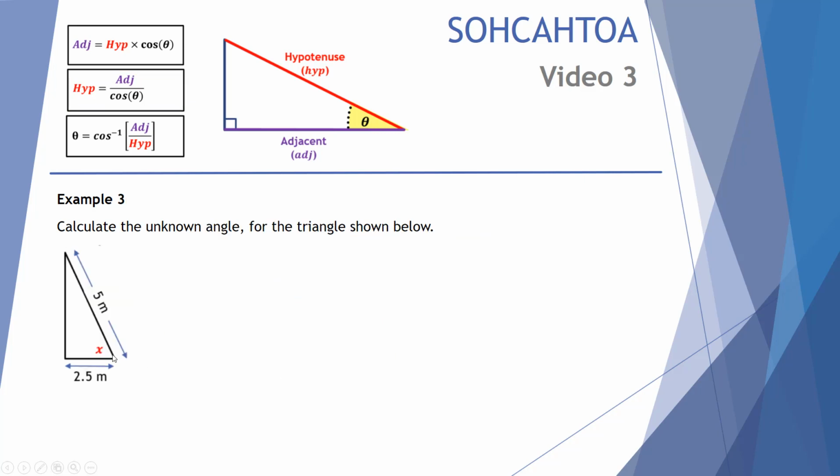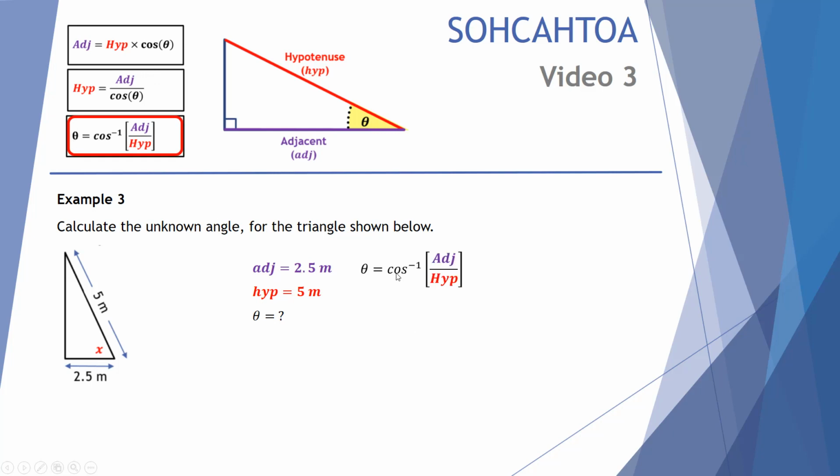Our third and final example. Here we have a triangle with an adjacent side length known, a hypotenuse side length known, but an unknown angle. Let's write these down. The adjacent side length is 2.5 meters. The hypotenuse side length is 5 meters. And the angle theta is the unknown. Which one of these equations allows us to work out the angle theta? This one here down the bottom has theta on the left-hand side by itself.